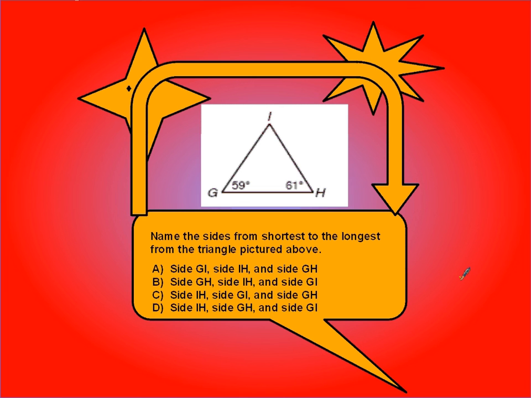Now, we're going to name the sides from shortest to longest in this triangle. Okay? So remember, first you need to figure out what is the measure of this angle. Remember, there's 180 degrees in a triangle, so figure out what's the measure of that angle. And then figure out this angle goes with this side, this angle goes with that side, and this angle goes with that side. So if you know which angles are biggest to smallest, then you can figure out the sides opposite from them. You can figure out their order of biggest to smallest. And so pause the video and try this on your paper.